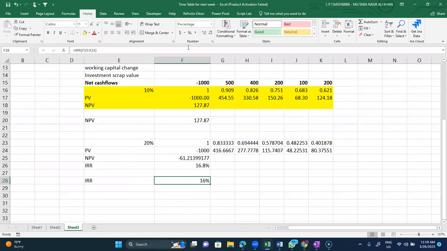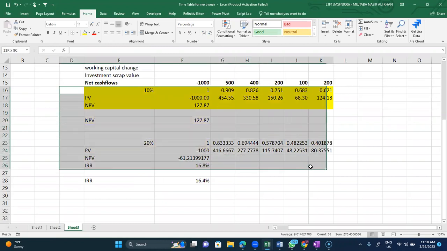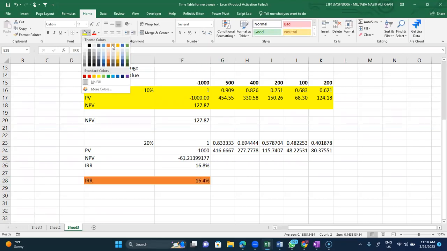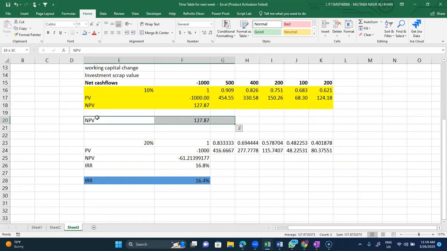Answer is 16.4%. So obviously we know that in IRR, there cannot be one exact answer, because if you take different rates, the answer will be different. So instead of doing so many steps, you can apply this formula. This is allowed by the examiner. So instead of doing so many steps, you can apply this.